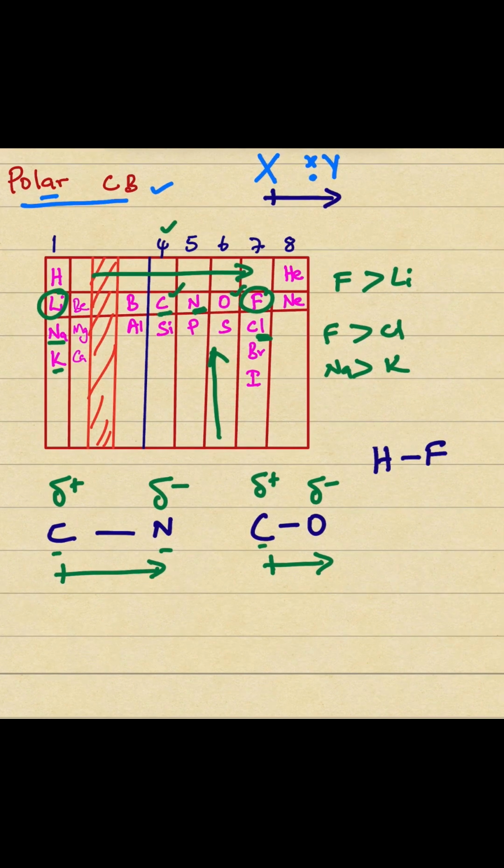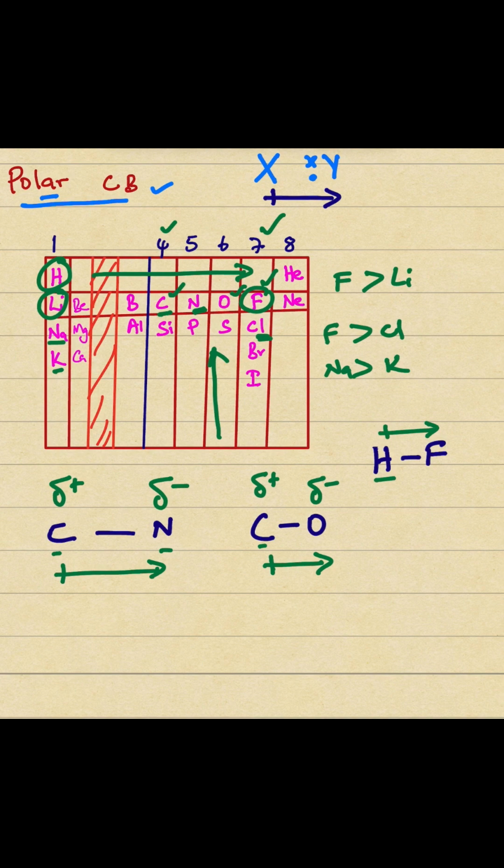For HF, we see that hydrogen is in group 1A, while fluorine is in group 7. So that's fluorine there. So fluorine is further to the right, and therefore it's going to be higher in electronegativity value, and we can use either the delta or the dipole arrow. So in this case, we're just using the dipole arrow.